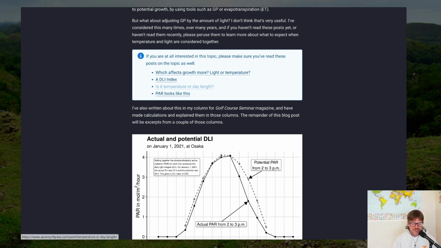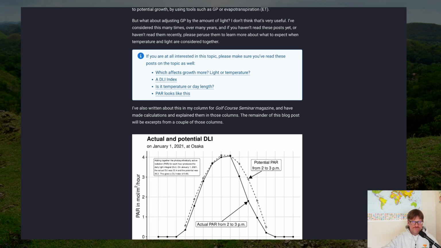There's usually conditions where the temperature varies to affect growth, and light is not varying that much. I also wrote about combining light and temperature in a post called a DLI index, and I looked at zoysia coming into and going out of dormancy in the winter and answered a question someone had asked me. They asked, is it temperature that affects that, or is it the day length? And I concluded that it's temperature because day length in this case would be a proxy for the photosynthetic light.